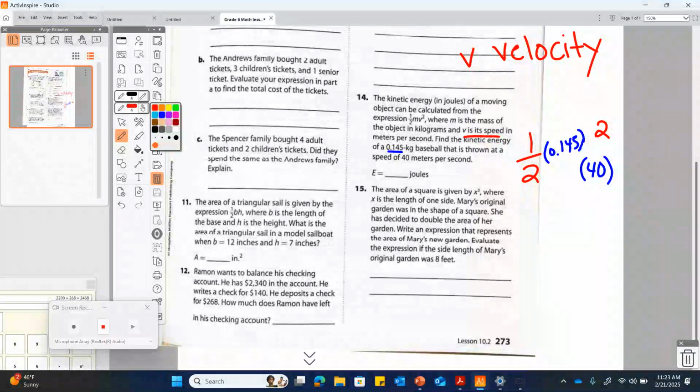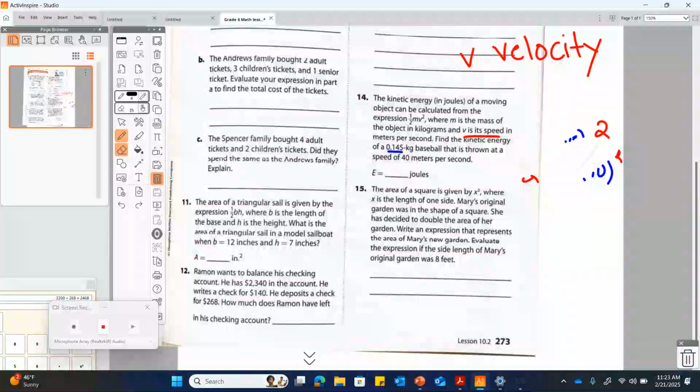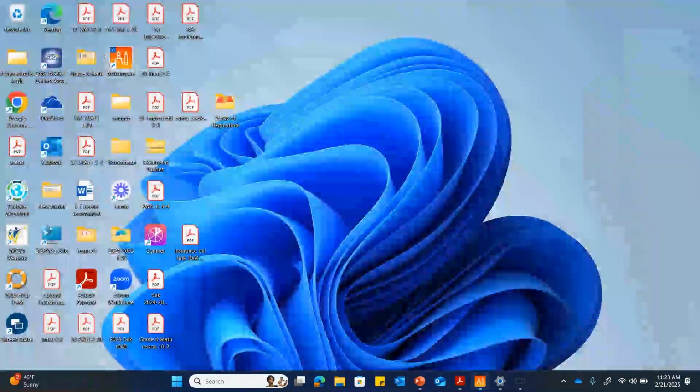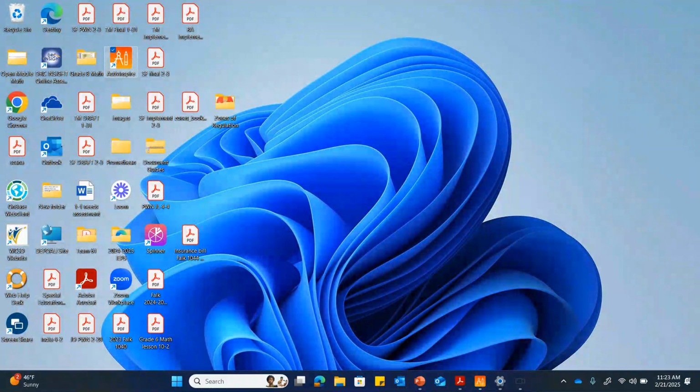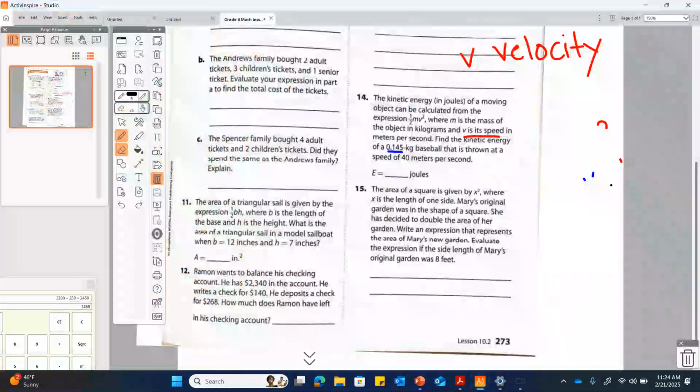Let me actually erase this and rewrite the whole thing. That is not what I wanted. Let's go back here. Where's my active inspire? There we go. Never know what's going to happen. I'm having so many problems. I'm still having problems.